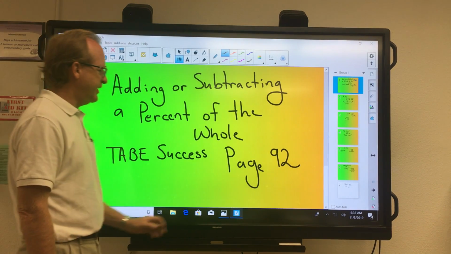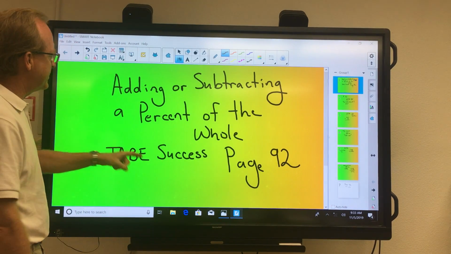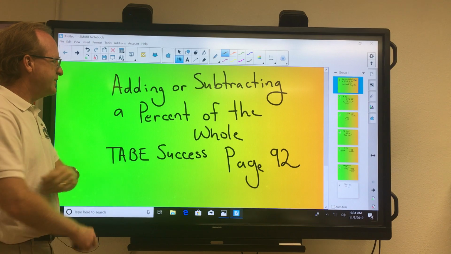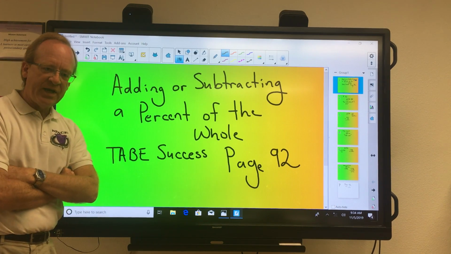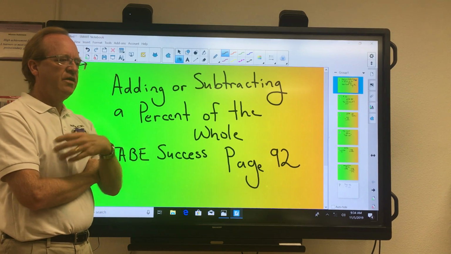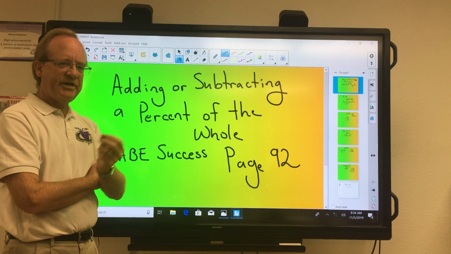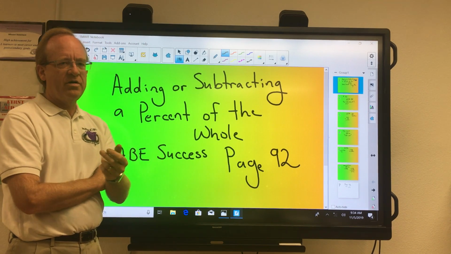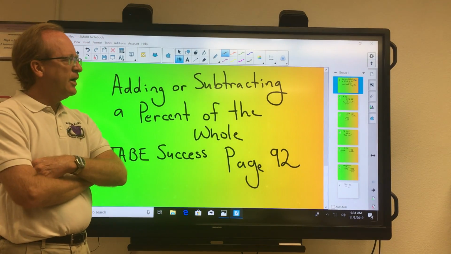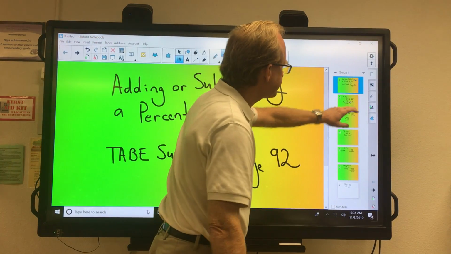Okay, so we're back again, and we are on page 92 in your TABE Success book, and we're adding and subtracting a percent of the whole. Now, in the last lesson, we learned how to find the percent of a number. For example, we figured out that 10% of 300 is 30. How is that useful? Well, let's chat about that.